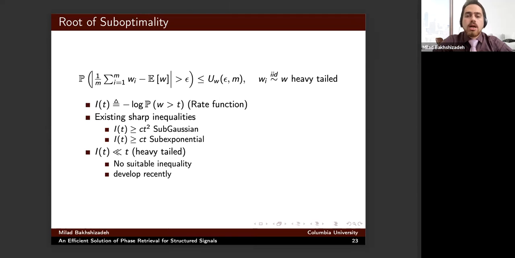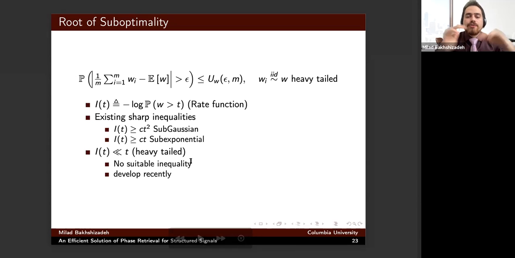So to formulate it more accurately, I'm interested in bounding the probability of deviation of such a sum from its expectation in terms of the deviation amount epsilon and the sample size n. So we have n number of W_i. And for simplicity, I just assumed the W_i are IID with heavy tail, which we discussed before. So I need to define the rate function to present our results in this case. The rate function is basically the negative log of the tail of the common distribution we are interested in.